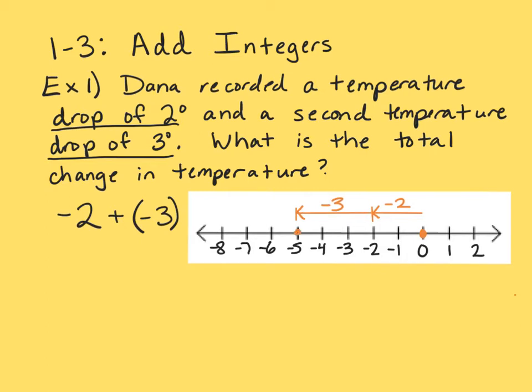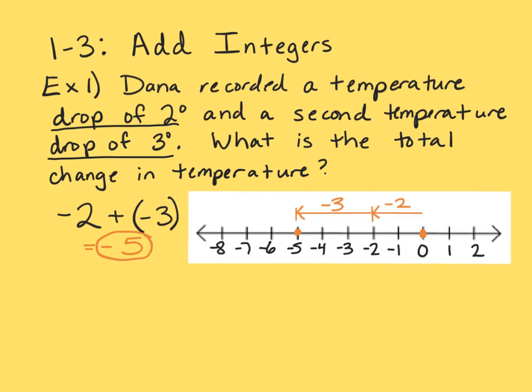And notice on the number line we arrive at -5. So the change in temperature is -5 degrees, which means that it's 5 degrees less than where it started. So we used a number line, but usually when we add integers, once you get used to doing this, you often will just use a rule.